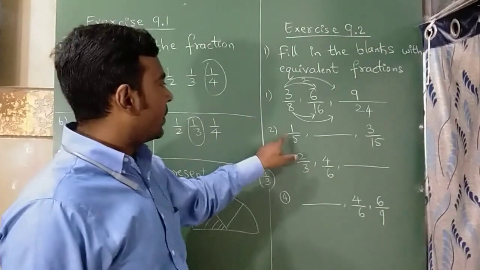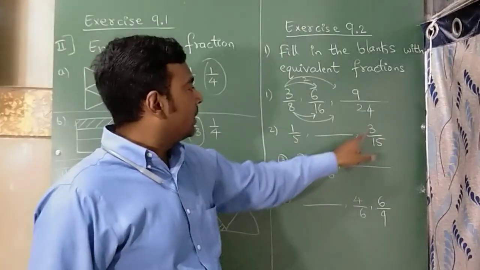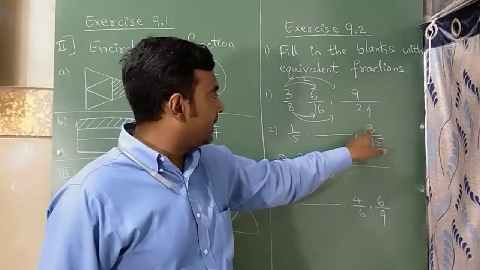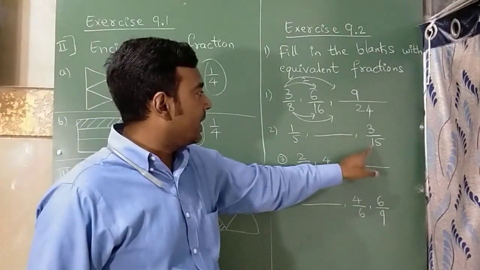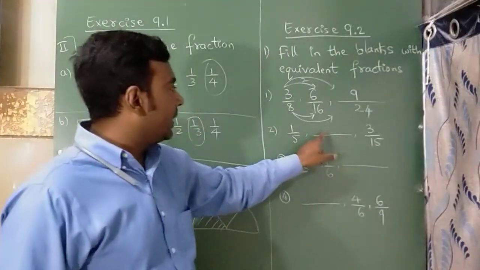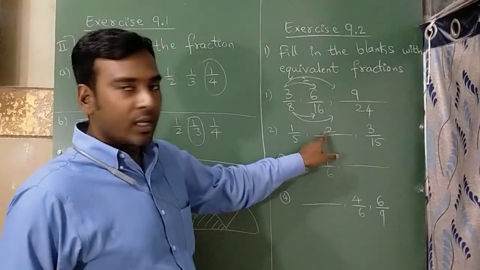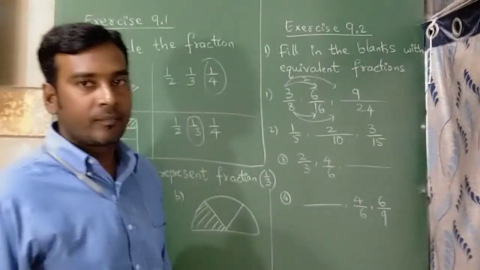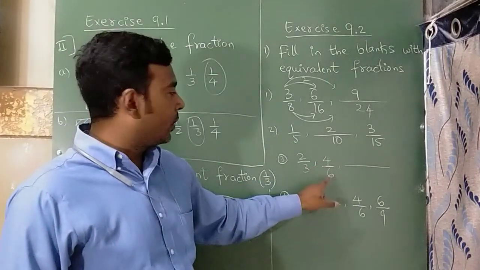Fine. Now next one here. Now 1 upon 5 dash 3 by 5. Fine. Now 1 3's are 3. The same number if I multiply with the 5, 5 3's are 15. So here if I write 2, so 1 2's are 2, 5 2's are 10.